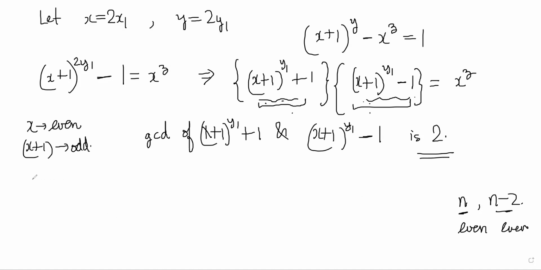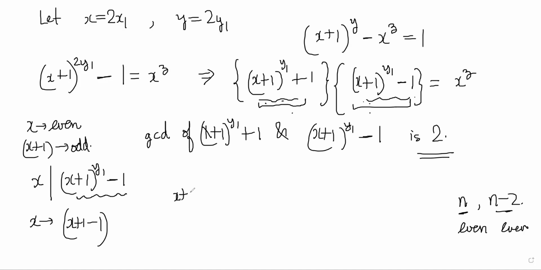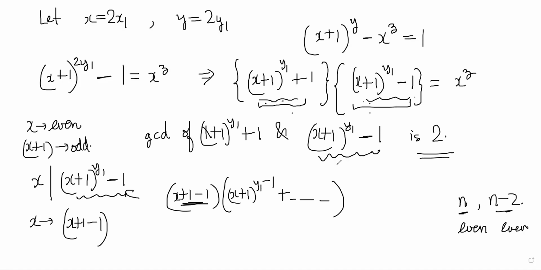Also we know that x divides x plus 1 power y1 minus 1. How do we know this? Because x can be written as x plus 1 minus 1, and we know that the factorization of this can be written as x plus 1 minus 1 and then x plus 1 power y1 minus 1 and so on, right? So clearly x is a factor of this. So we know that x divides the smaller number, and also both of them have a GCD of 2, right? Correct.